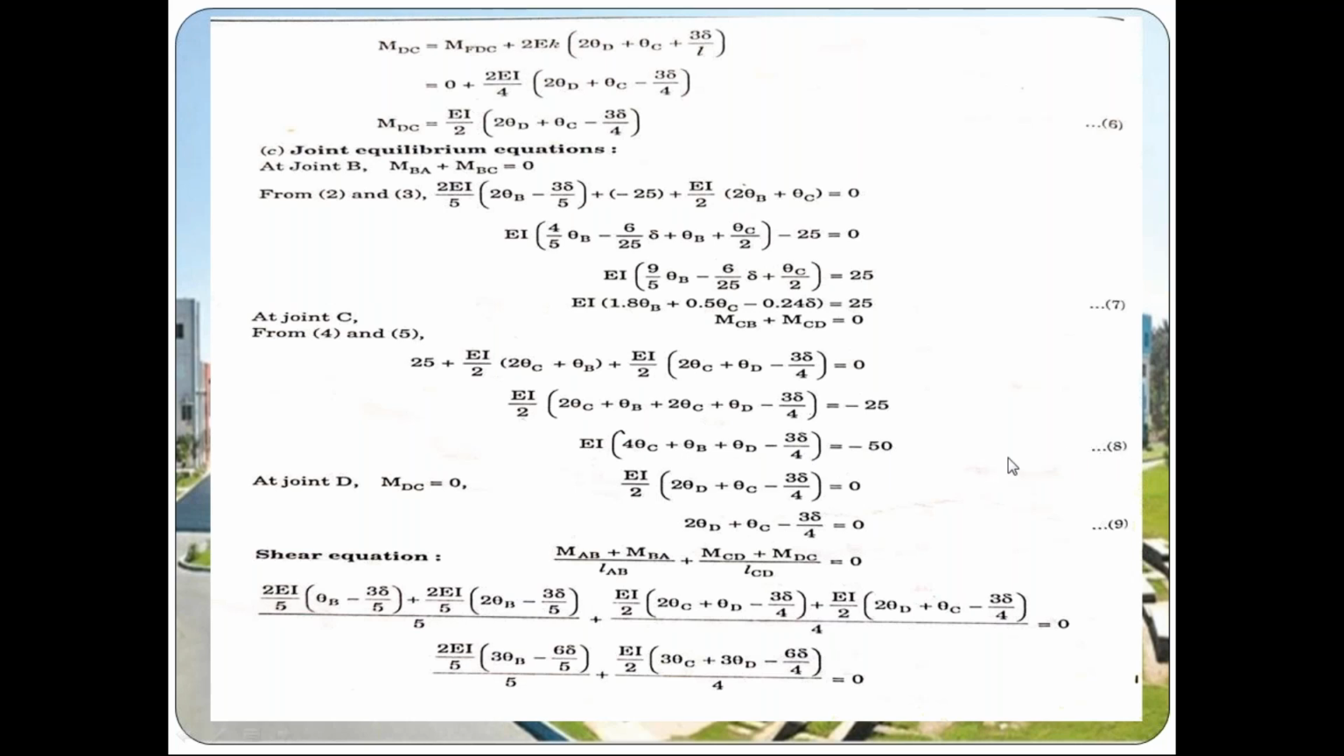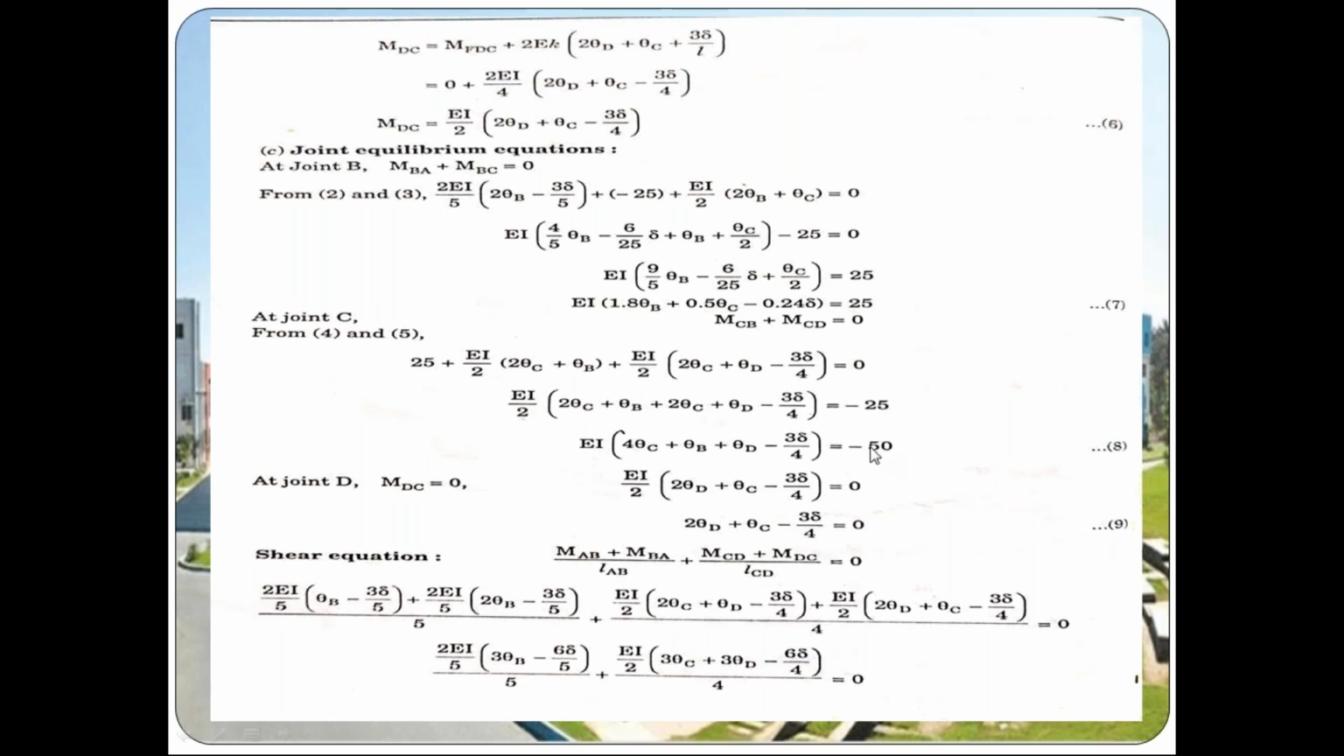In equation number 8, we have 4 unknowns: theta B, theta C, theta D, delta. And the third joint equilibrium equation is at joint D, that is MDC is equal to 0. We are equating MDC, that is equation number 6, to 0. So EI by 2 into 2 theta D plus theta C minus 3 delta by 4 is equal to 0. On solving this, we get 2 theta D plus theta C minus 3 delta by 4 is equal to 0. So this is equation number 9.